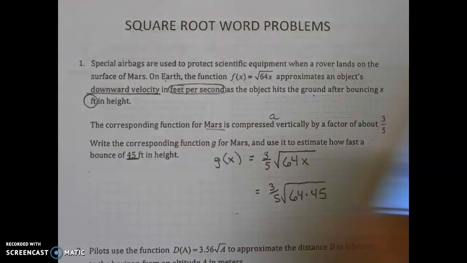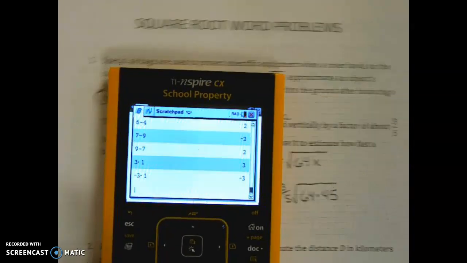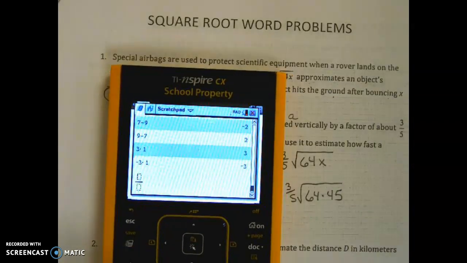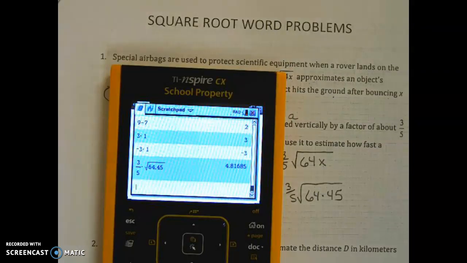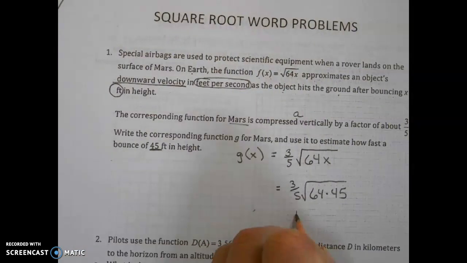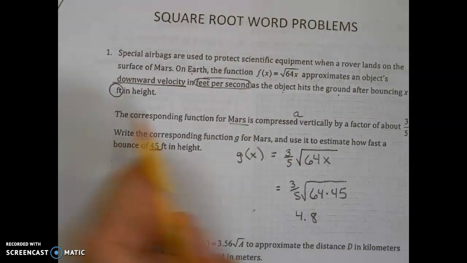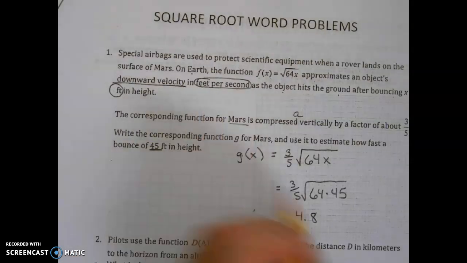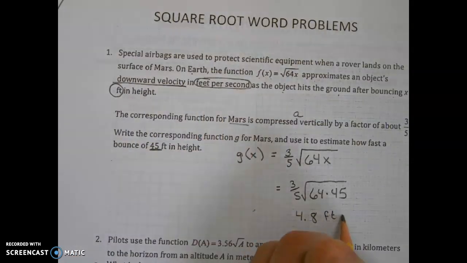Okay, so plugging this into our calculator: control divide to get the 3/5, square root, 64 times 45. So here's our downward velocity, and we're going to approximate it by rounding to the nearest tenth. So 4.8, and don't forget the correct units, feet per second.